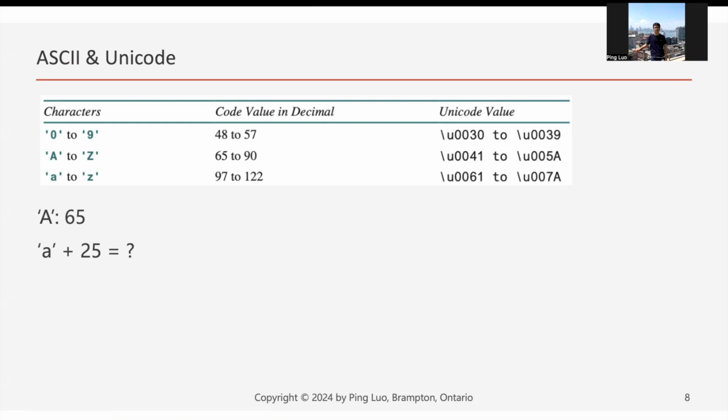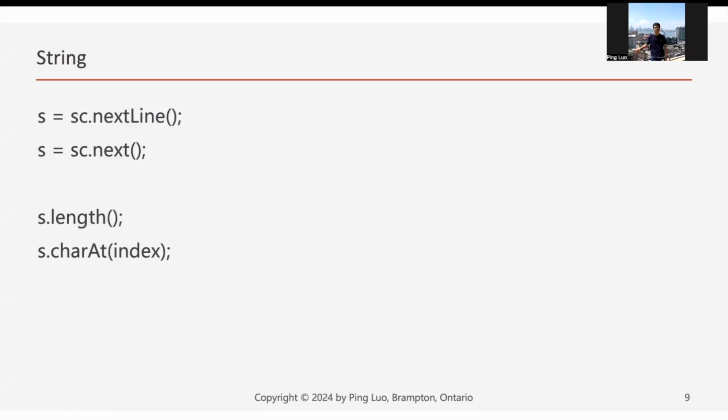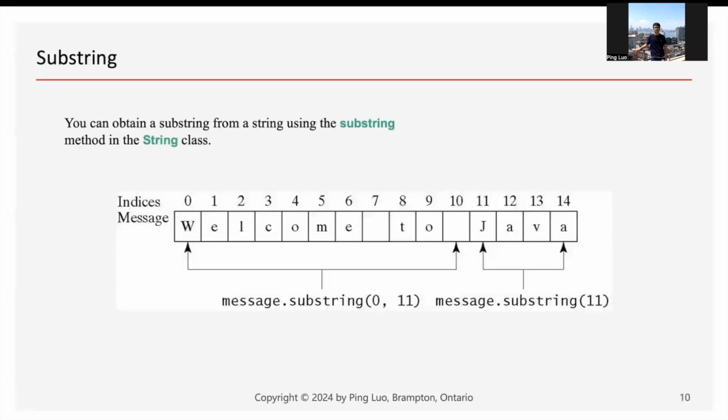conversion. And then we learned strings. We already said that we can use nextLine and next to input a string into a string variable. And we can also use length and charAt to get a specific character in a string. The key here is to remember that in a string, the index starts from 0. For example, in this one the length is 15, but the last index is 14.